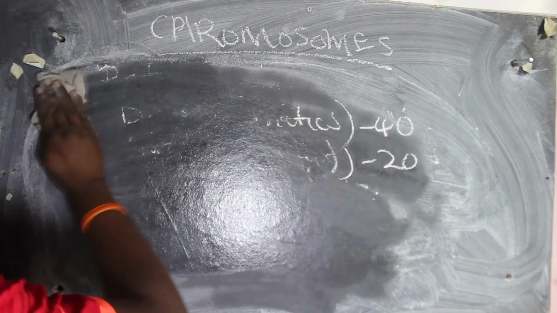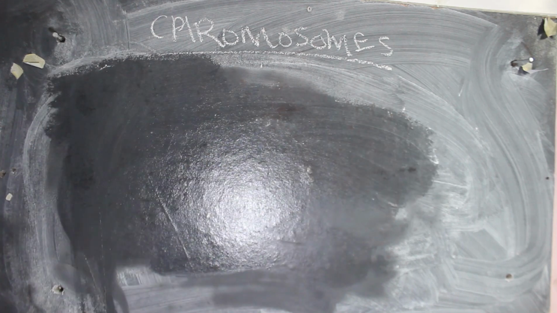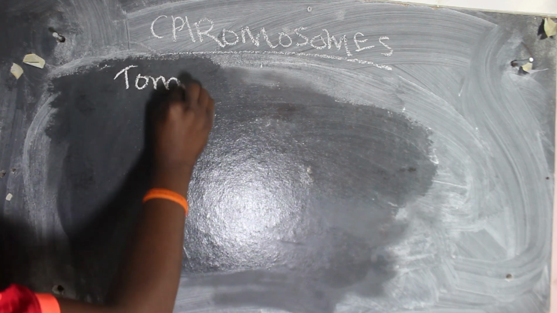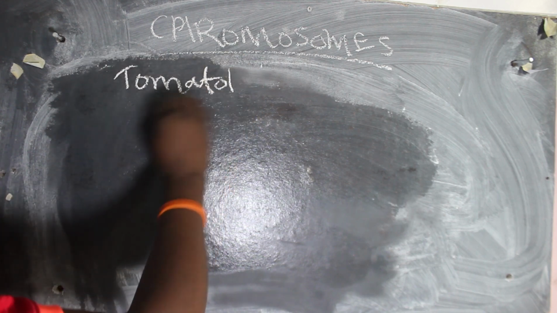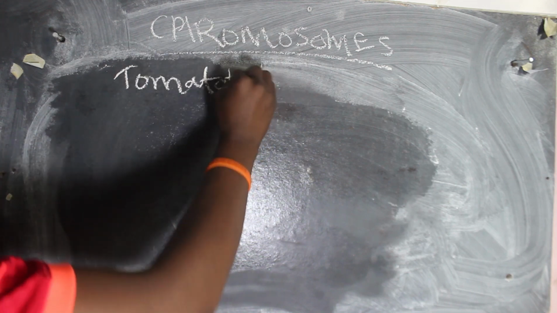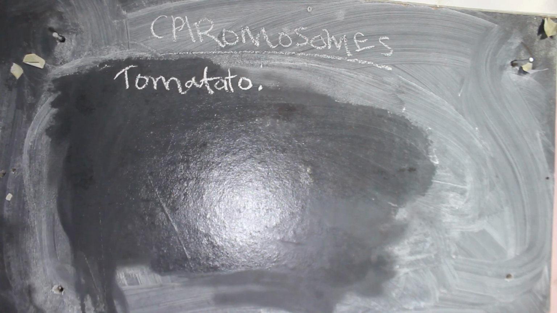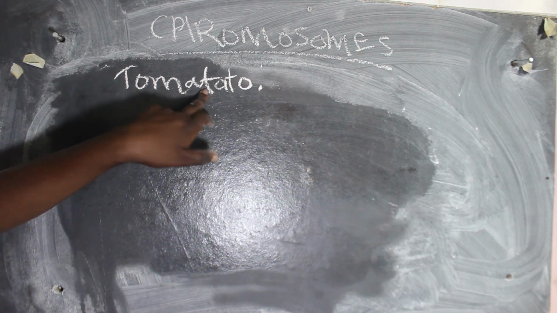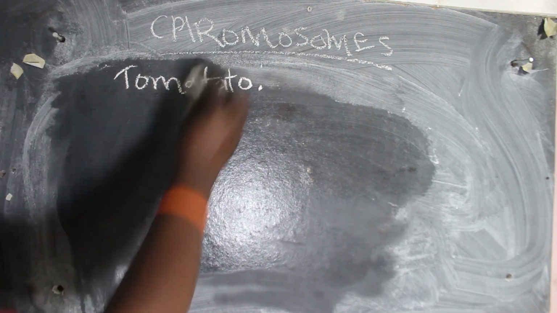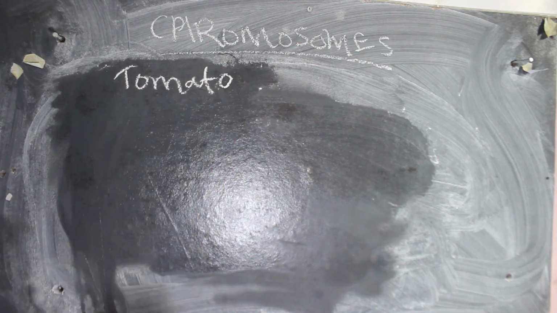All right, let's pick another species. This time around, let me jump to plants. Let's talk about tomato. Is this the correct spelling? Yes, this is the correct spelling. If you look at the tomato, it is also an organism. So that is the species that we've given.